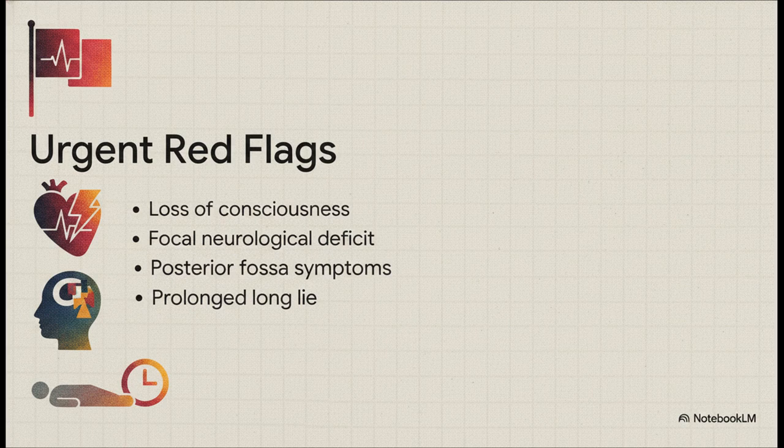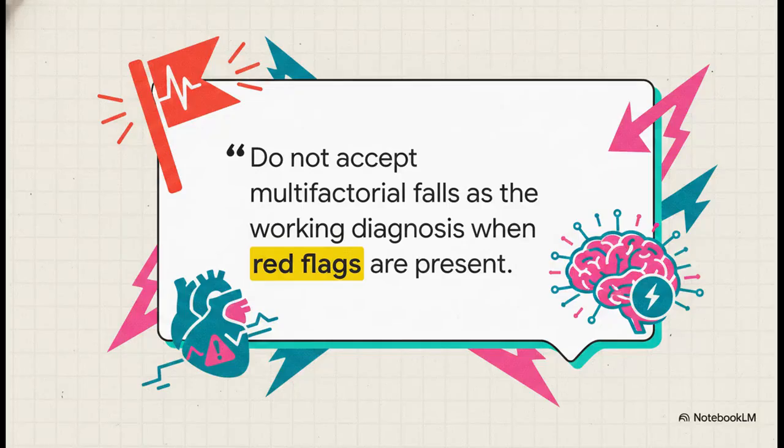And we can't forget a prolonged long lie. Being stuck on the floor for over an hour. That brings massive, life-threatening risks of rhabdomyolysis and pneumonia. So the crucial takeaway here is this. You should never, ever accept a generic multifactorial falls diagnosis when these high-risk red flags are hiding in your patient's history. These features override everything else on the table until serious cardiac or neurological emergencies are decisively ruled out.